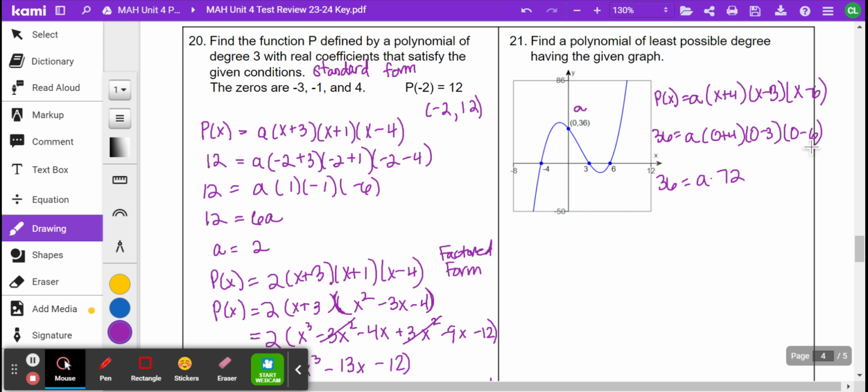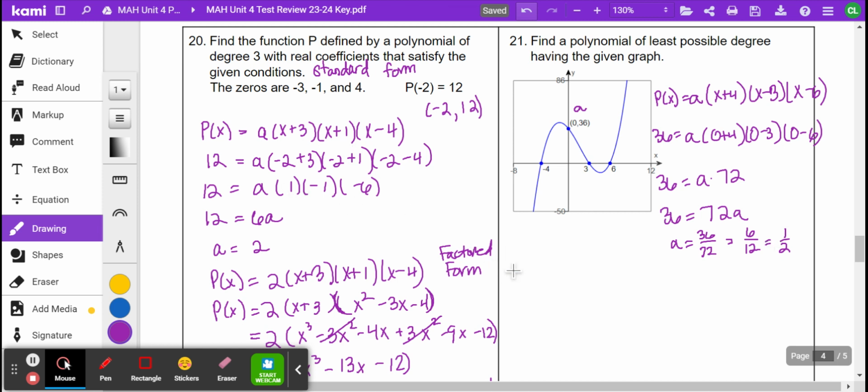And then when I multiplied that by negative 6, I got positive 72. So 36 is equal to 72a, which means a is equal to 1/2. Let me quit skipping steps here, sorry. It's 36 over 72, and you could divide these by 6. And then you can see that it's 1/2, or you could use your calculator.